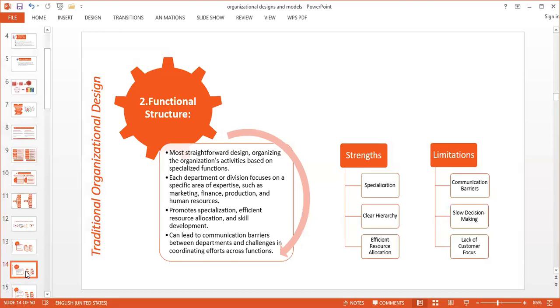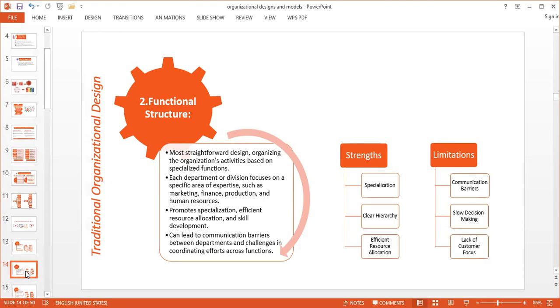Second one is functional structure. Most straightforward design, organizing the organization's activities based on specialized function. Each department or division focuses on a specific area of expertise such as marketing, finance, production, and human resources. Functional structure design promotes specialization, efficient resource allocation, and skill development.